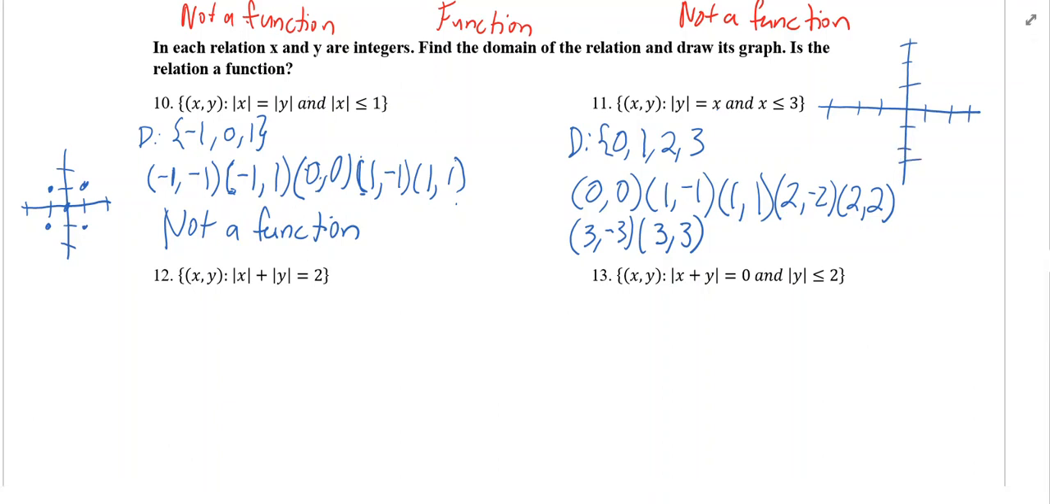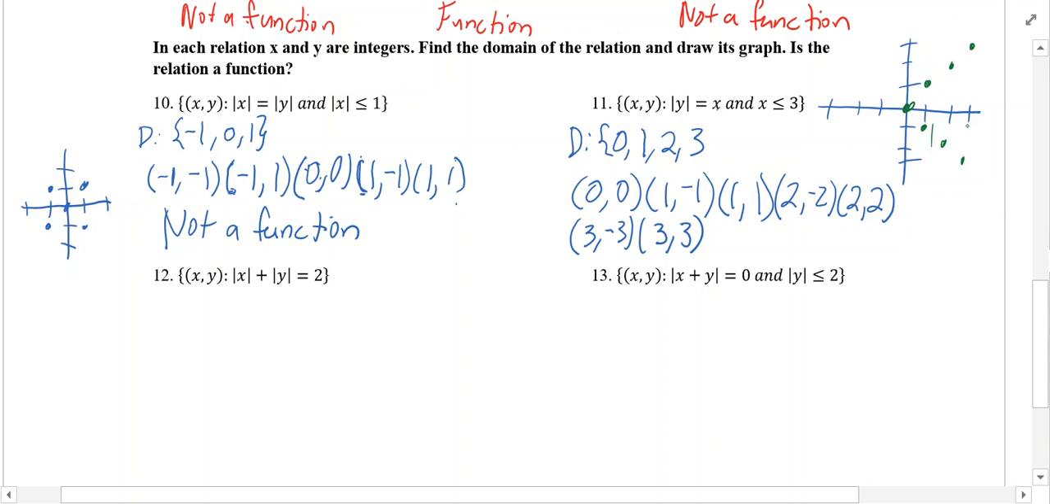Okay, so then I'm going to go ahead and plot my coordinate pairs. So I had 0, 0 right here. Then I had 1, negative 1. I had 1, positive 1. I had 2, negative 2. I had 2, positive 2. And I had 3, negative 3, and 3, positive 3. So again, if you were to do the vertical line test, this would not pass the vertical line test. So you could say not a function.